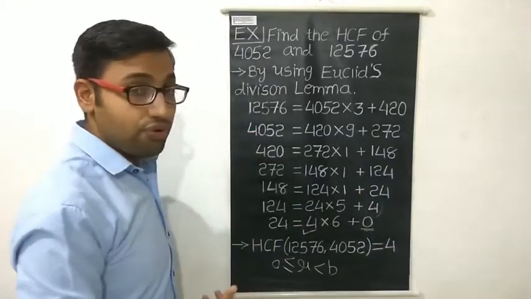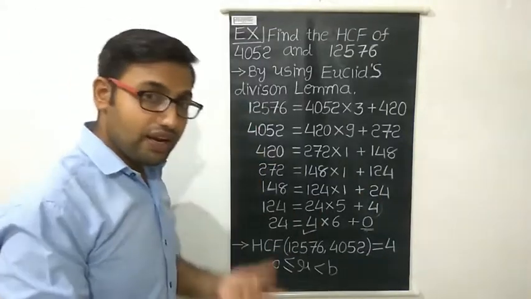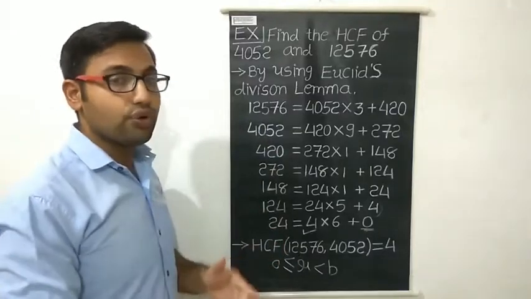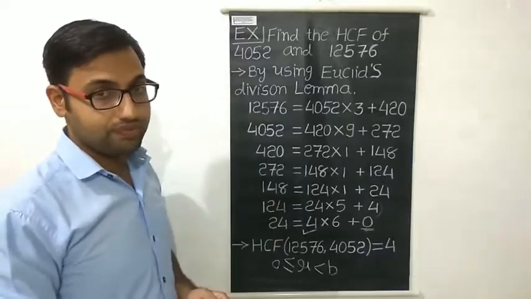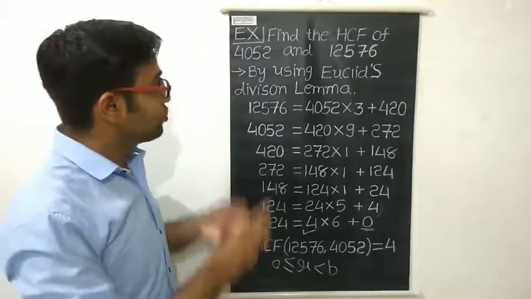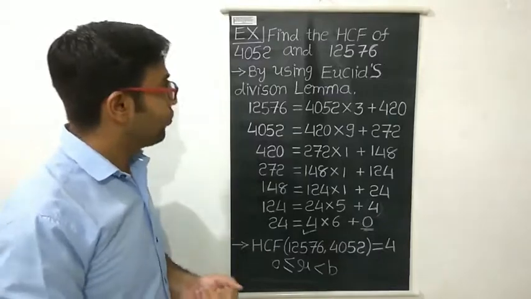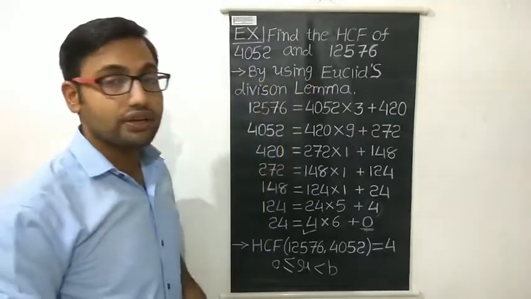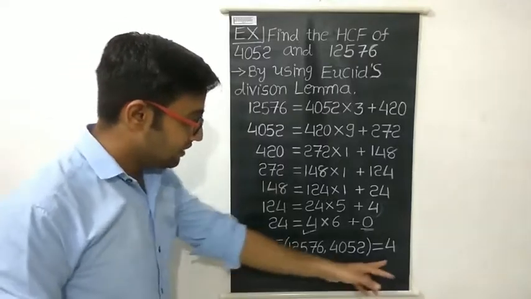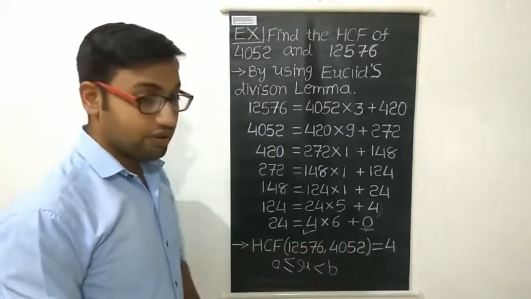Right? So what we do is repeatedly use Euclid's division lemma. And whenever we repeatedly use Euclid's division lemma, it is called Euclid's division algorithm. So this is simply Euclid's division lemma and Euclid's division algorithm. In this way, by using Euclid's division lemma repeatedly, we can find the HCF of any two given positive integers.